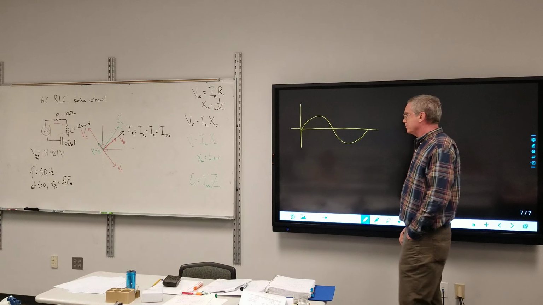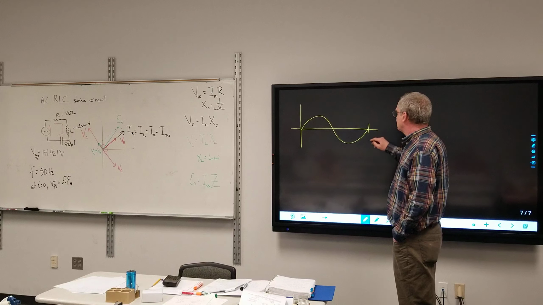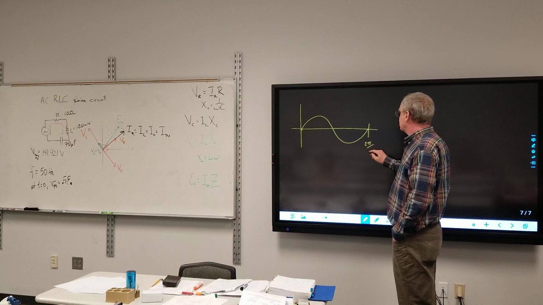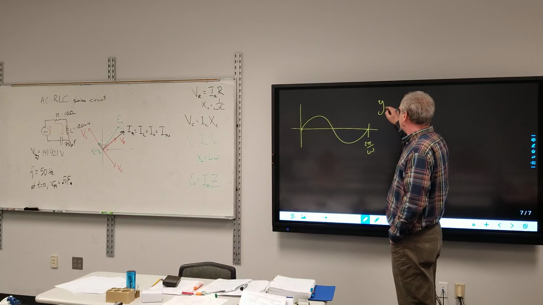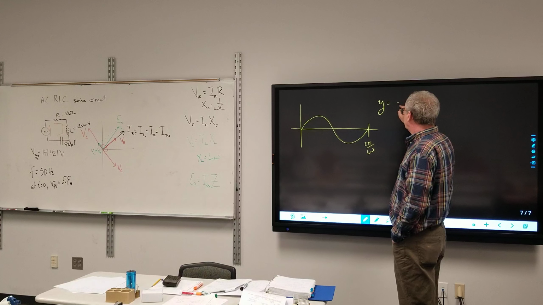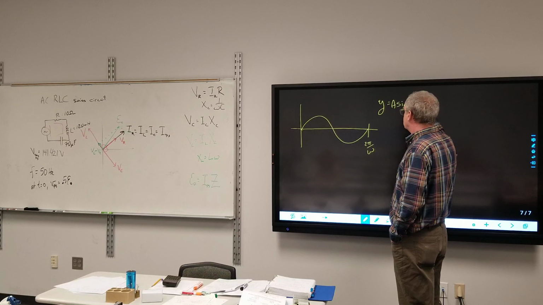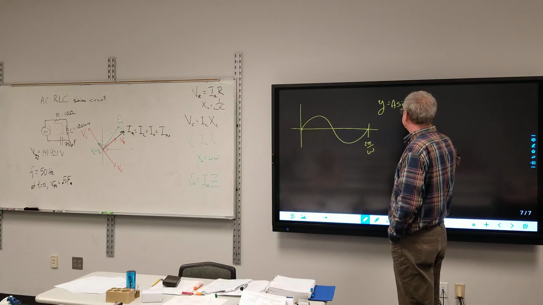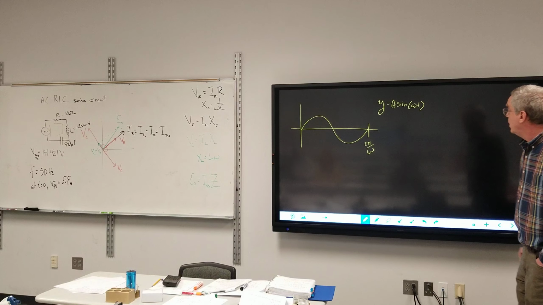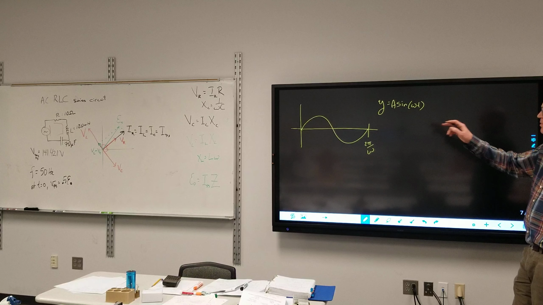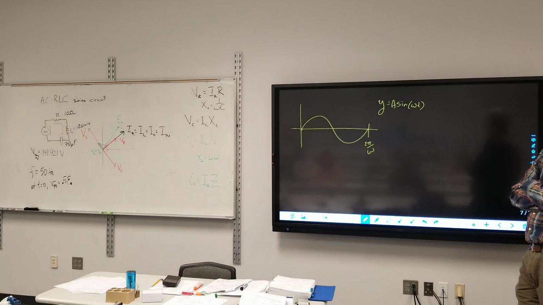A sine curve. So I have some function y is equal to amplitude sine of omega t. Not worrying about a phase shift here. What is the average value of y for a sine curve?